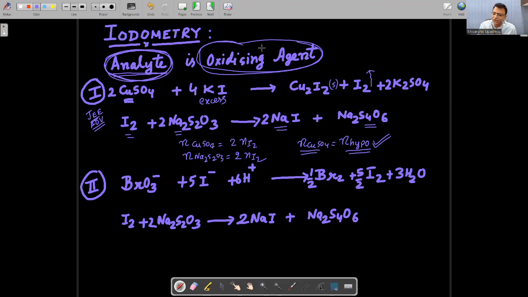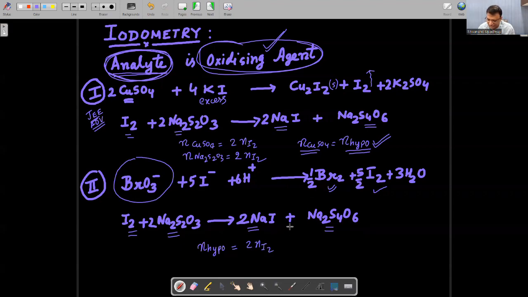So the analyte is an oxidizing agent. Same way here, we want to know about this BrO3 minus ion, the bromate ion. We are reacting this with excess of I minus. I minus is converted into iodine and BrO3 minus is converted into Br2. So here it is acting like an oxidizing agent. The iodine liberated is again treated with hypo solution. In the second balanced reaction, we can say that the number of moles of hypo is equal to 2 times the number of moles of iodine.